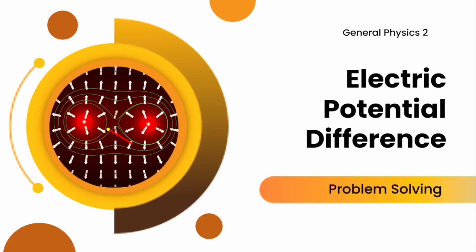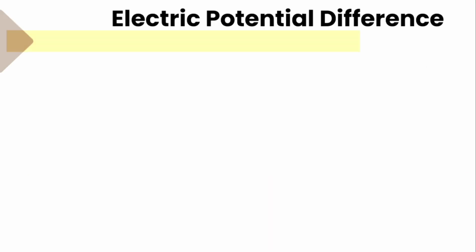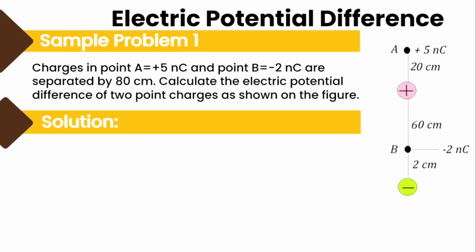Electric potential difference problem solving. Sample problem number 1. Charges at point A is equal to positive 5 nanocoulomb and point B is equal to negative 2 nanocoulomb, and they are separated by 80 centimeters. Calculate the electric potential difference of the 2 point charges as shown on the figure. So this is our figure. Wait, I'll be getting my laser pointer. Our figure, we have here point A and point B.